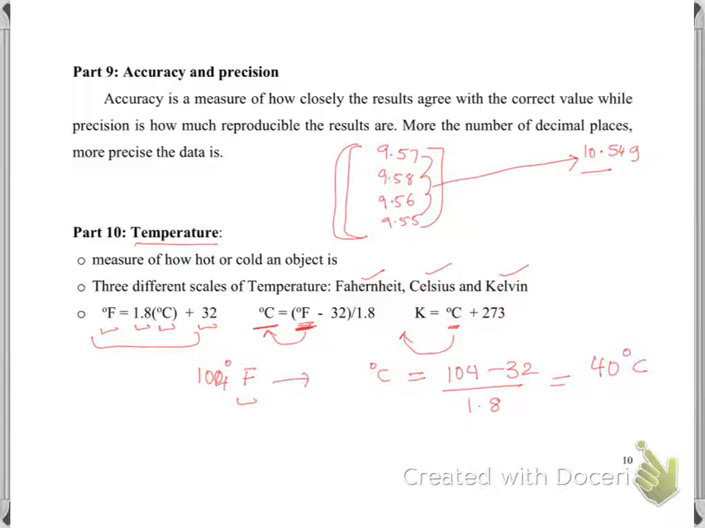How many significant figures should I have? It depends on this number, because all other numbers are exact. 104 has 3 significant figures. So my answer should have 3. I have to write down my answer like this: 40.0 degrees Celsius.